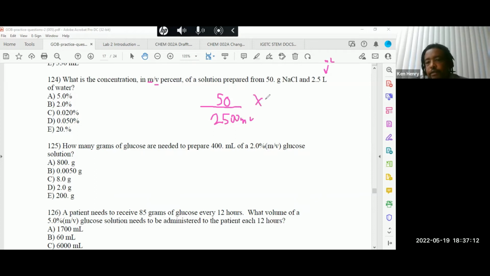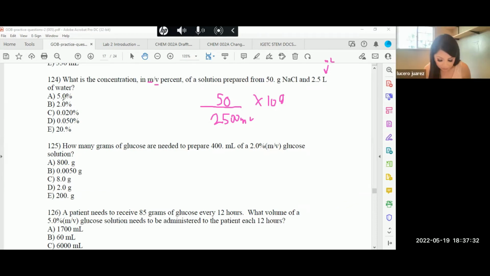And then we multiply that by 100, because you want it in percent. That's right, so 2.